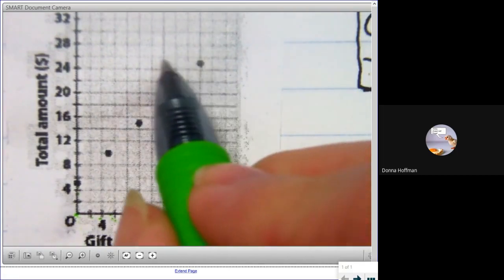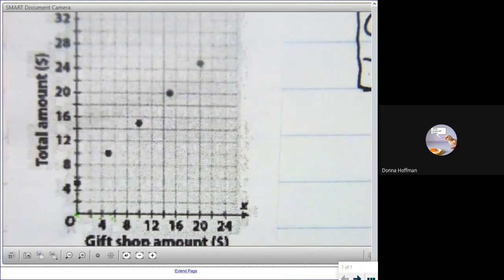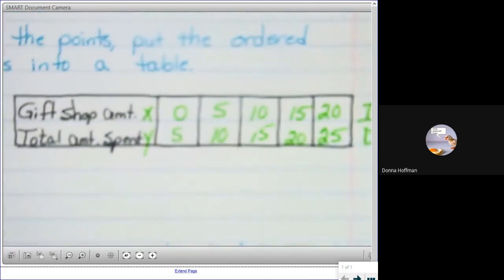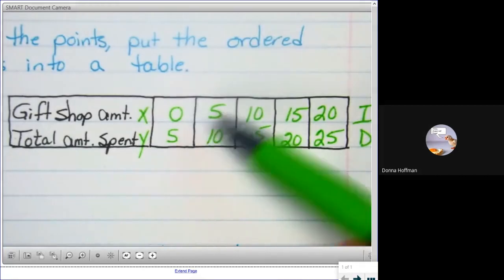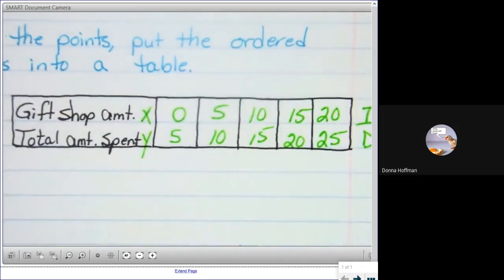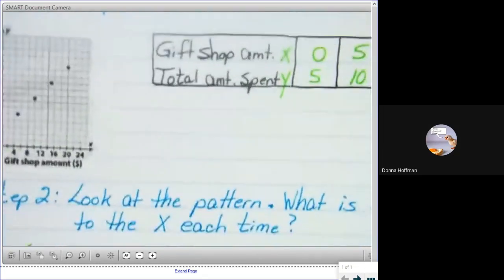My last point should be easy. Go all the way to the 20. That's my X value, so my X value is 20. If I scan it over, it's 24, probably 25. Okay, so those are all my ordered pairs, and look at how you put them in the table: 0, 5; 5, 10; 10, 15; 15, 20; 20, 25. Those are all the ordered pairs I called out.